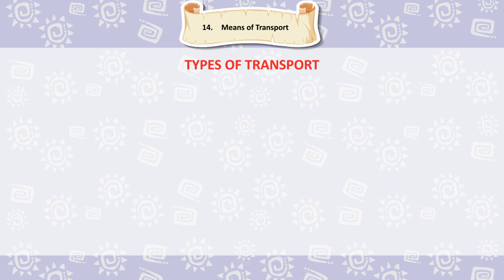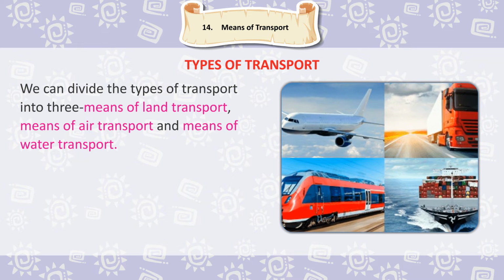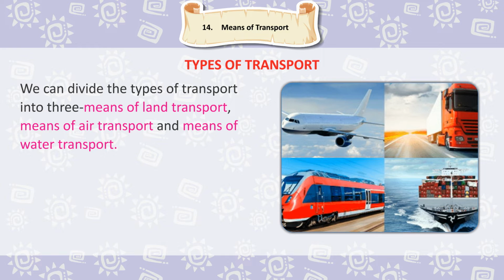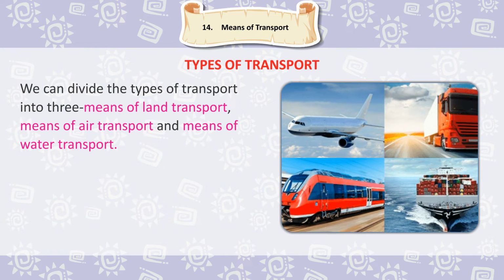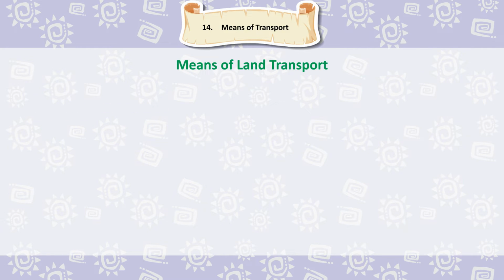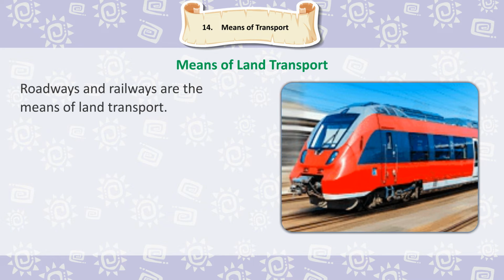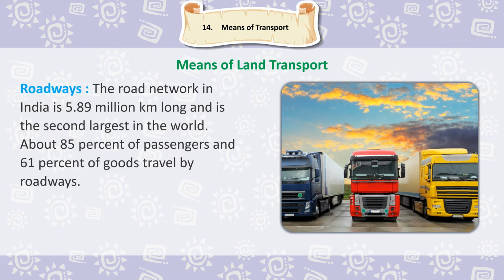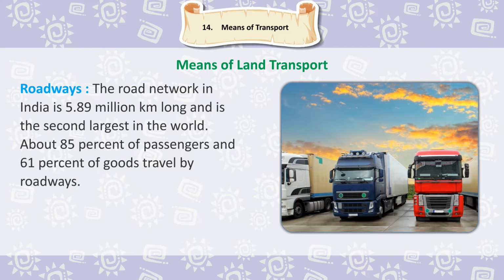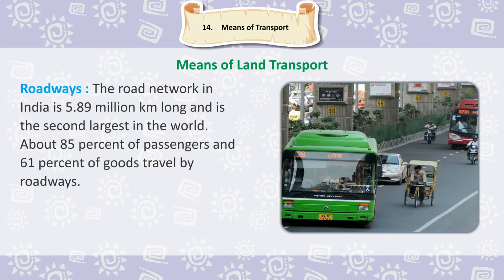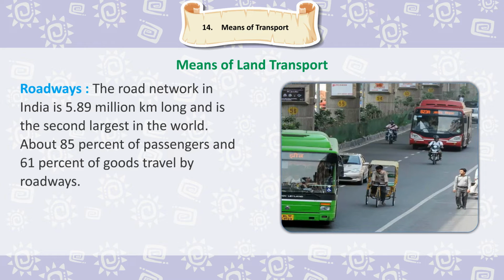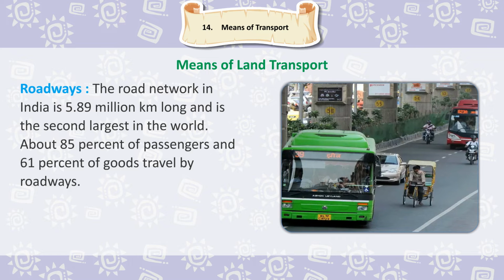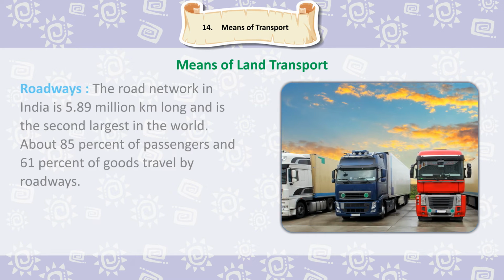Types of transport. We can divide the types of transport into three: means of land transport, means of air transport, and means of water transport. Means of land transport. Roadways and railways are the means of land transport. Roadways. The road network in India is 5.89 million kilometers long and is the second largest in the world. About 85% of passengers and 61% of goods travel by roadways.